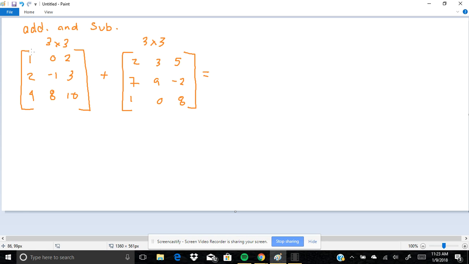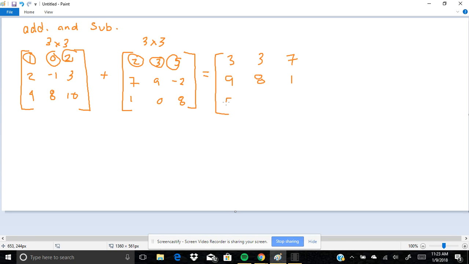To solve this, like I said, you just take your first number in each matrix and combine them. So 2 plus 1, or 1 plus 2, would be 3. 0 plus 3 would be 3. And then 2 plus 5 would be 7. And that's the same for every single number in these matrices. So 2 plus 7 would be 9. Negative 1 plus 9 would be 8. And 3 plus negative 2 would be 3 minus 2. So that'd just be 1.